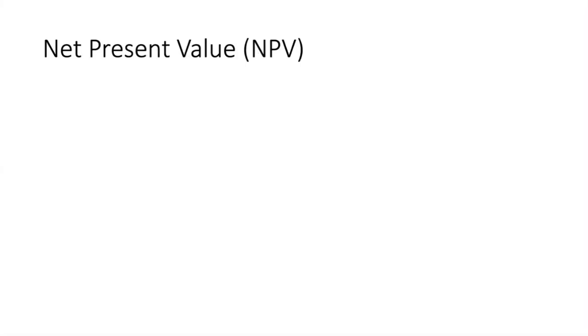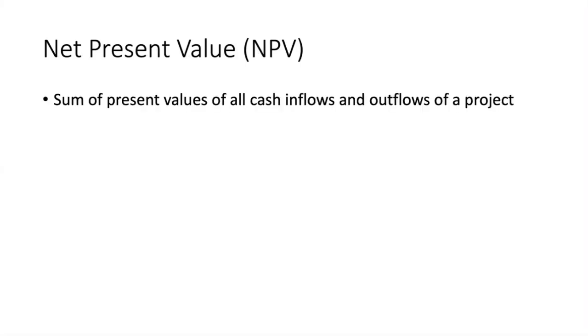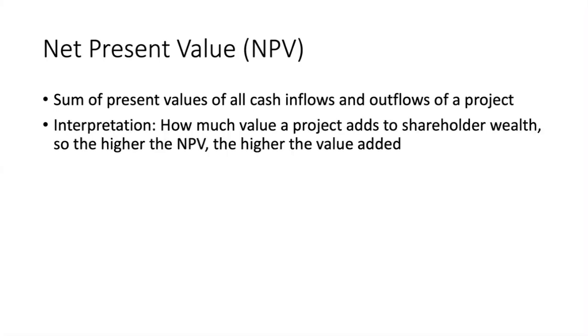Starting with the net present value, what is net present value? It is the sum of present values of all cash inflows and cash outflows of a project. And how do we interpret NPV? It is how much value a project adds to shareholder wealth. So the higher the NPV, the higher the value added. And therefore, we are more likely to choose the project with the higher NPV. And it is cash flow discounted at WACC, that is the weighted average cost of capital.